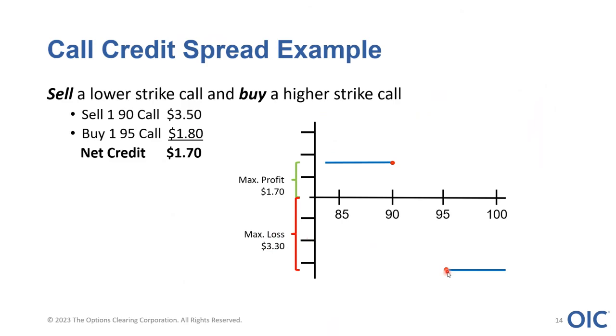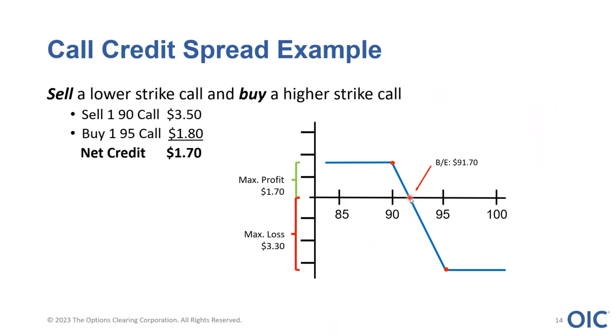Now, again, these parts of the graph are really easy, right? Below 90, the spread probably goes out worthless, and your max profit is $1.70. Above 95, your max loss is $3.30 because both of those options are in the money, and likely that spread is worth $5. However, in the middle, that's when things get interesting. Your break even here, again, 91.70. Why? Because this net credit of $1.70 is added to that lower strike of 90, giving 91.70.